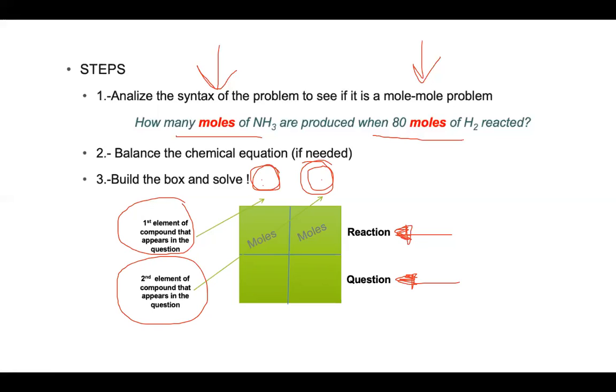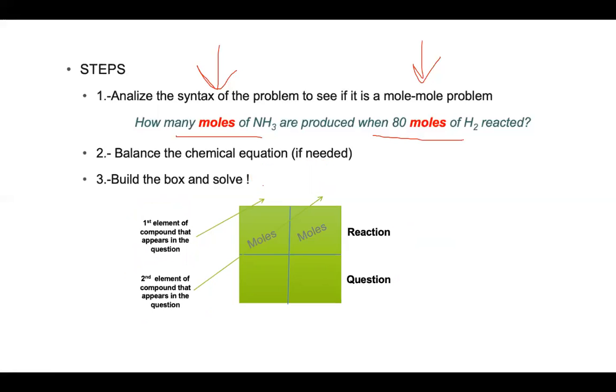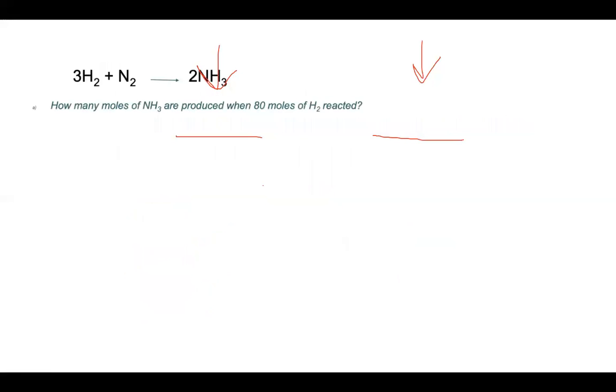So let's do a problem to see if we understood how to solve mole-mole problems using the box. For example, we have this chemical equation that says 3 moles of H2 plus 1 mole of nitrogen react to form 2 moles of NH3, which we know is nitrogen trihydride. Since we already have numbers in front of the compounds, it is understood that the reaction is balanced. However, we are going to double check to see if it is balanced correctly.